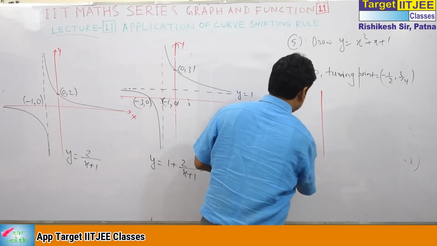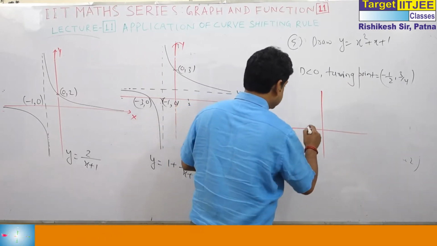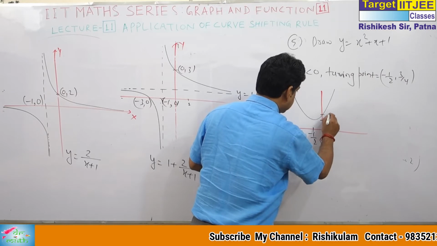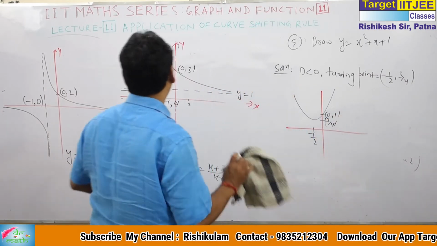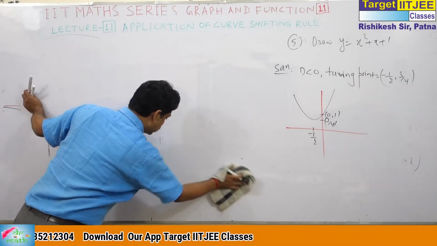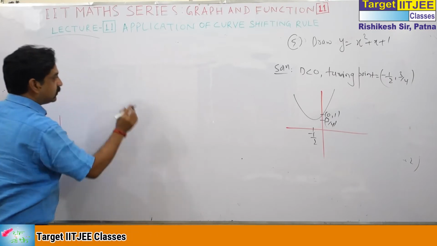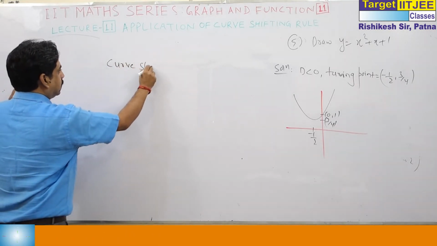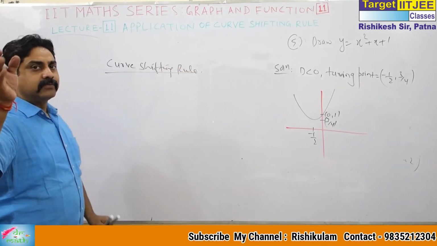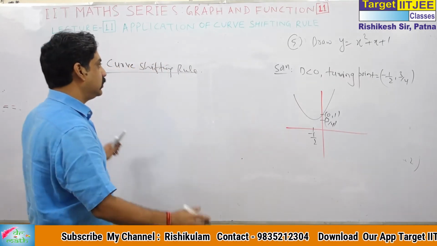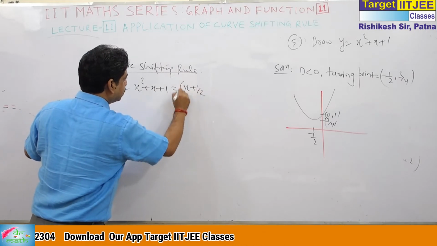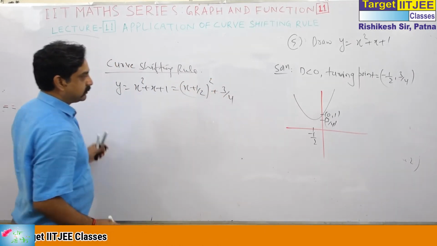I am not interested so much in this. This is the graph, with turning point (-1/2, 3/4), and this is (0, 1). But what I want to mention is that you can also do this using the curve shifting rule. There is one more type. You can write it by making a perfect square. This one is 3/4.